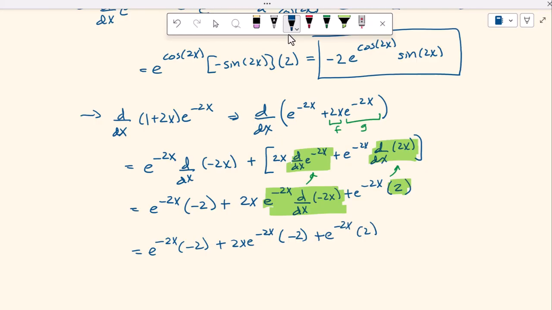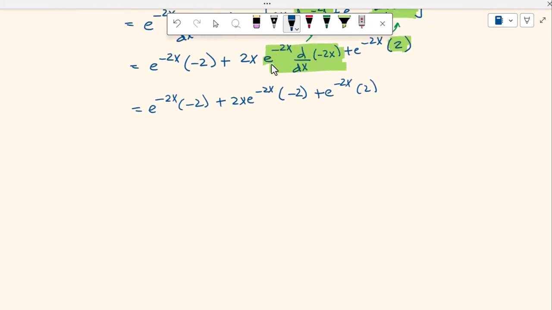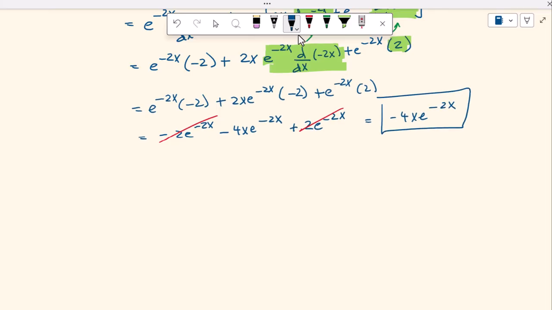Okay, so now I have a lot of rewriting and simplification I want to do here. I'll pull that negative 2 out front. Whoops, I got a 4 there and a negative. So I have a 2 and a negative 2. That would give me a negative 4x e to the negative 2x. And then my last term is plus 2e to the negative 2x. So these cancel with each other, and I'm left with negative 4x e to the negative 2x. Okay, negative 4x e to the negative 2x.